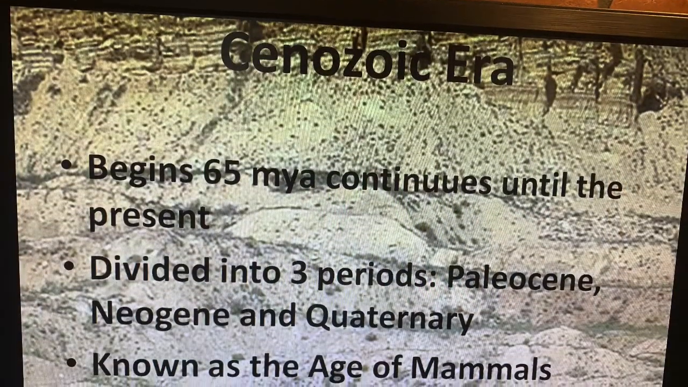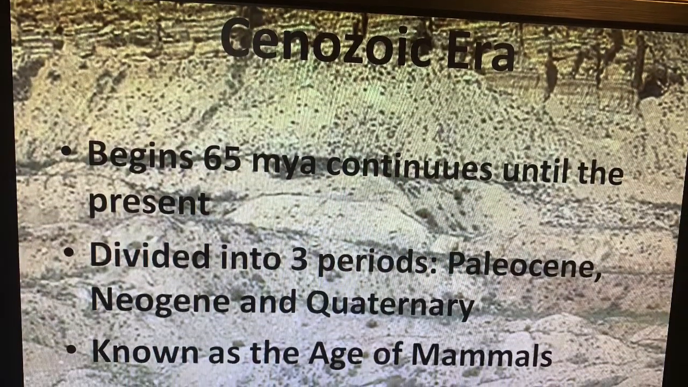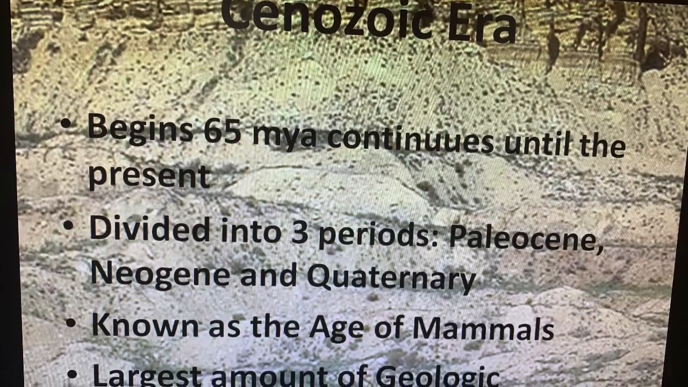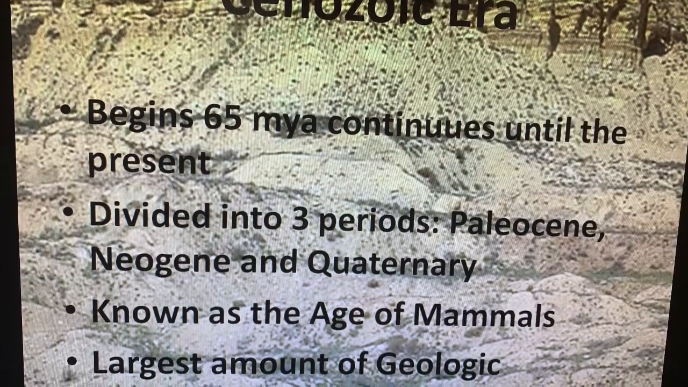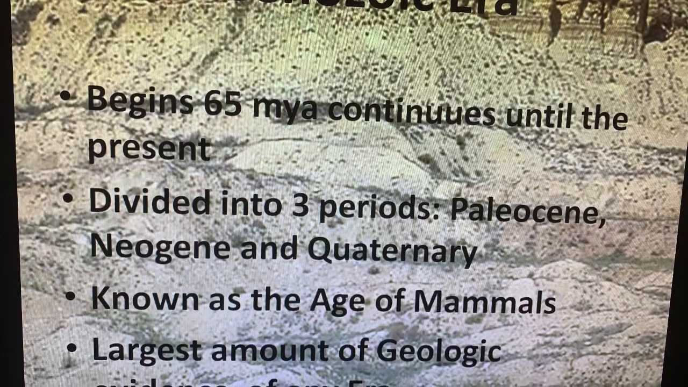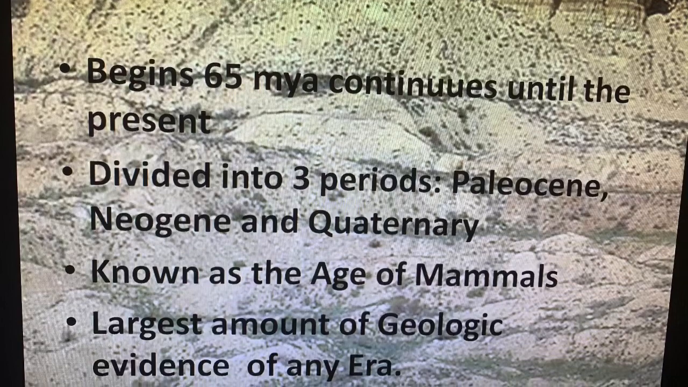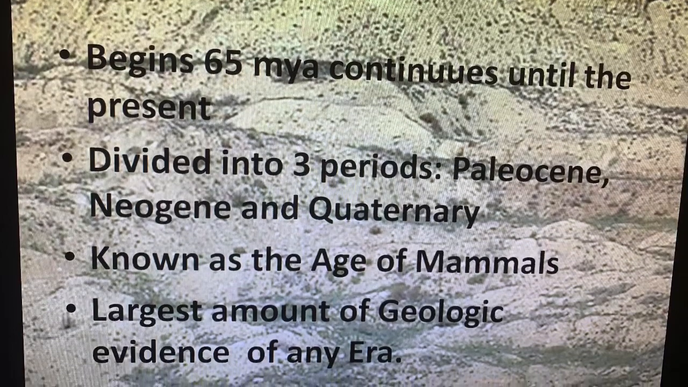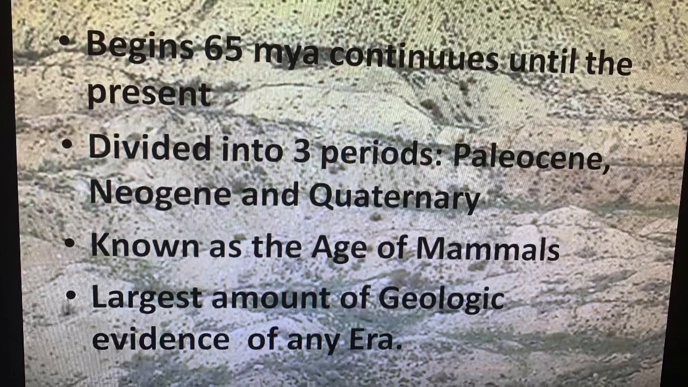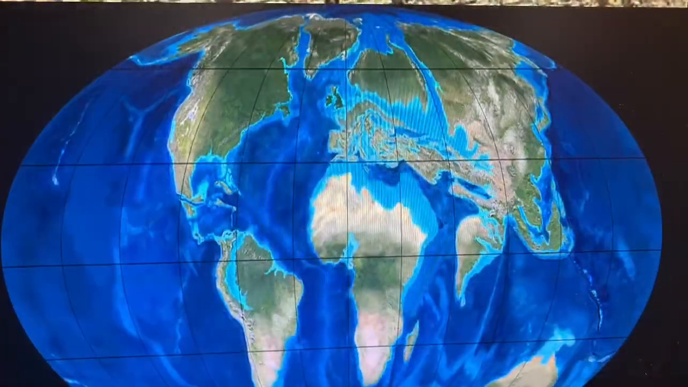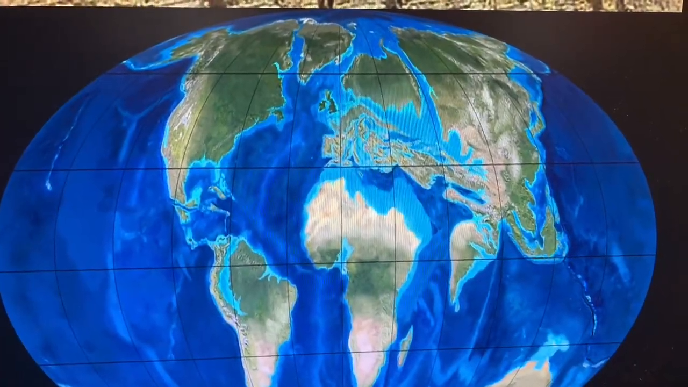The last era we're going to talk about is the Cenozoic era. It begins 65 million years ago and it continues until today. It's split into three time periods: the Paleogene, the Neogene, and the Quaternary. It's known as the Age of Mammals because they become the dominant species, and we have the most amount of geologic evidence of any era because it's the most recent, so it's had the least amount of time to weather and erode away.